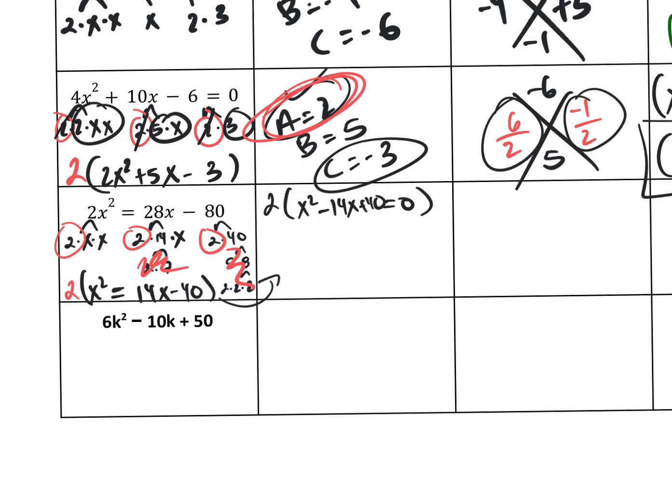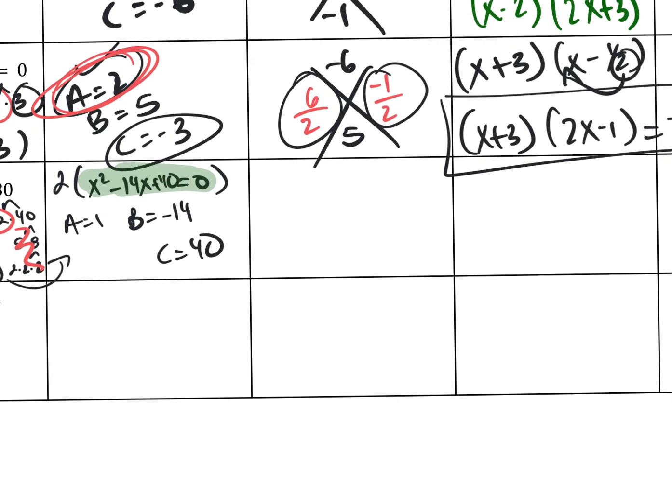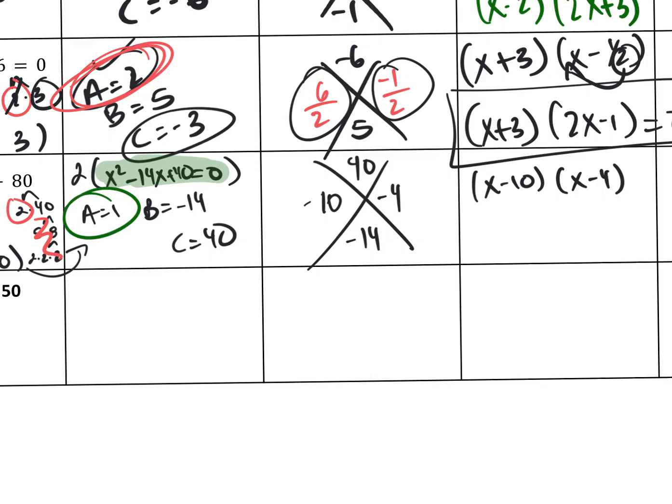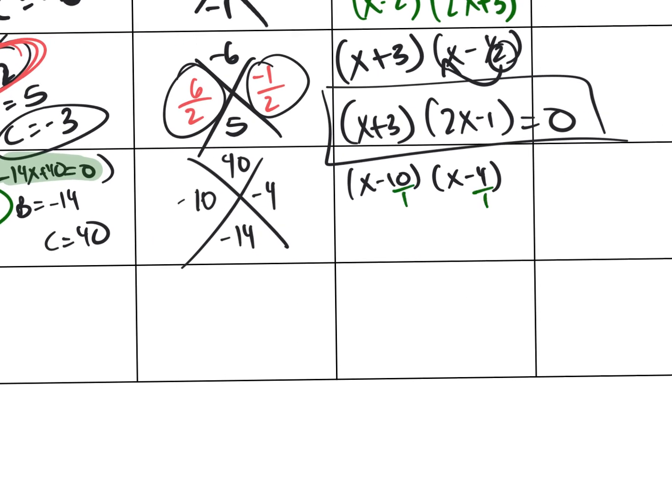There's my A, B, C. And you get them all the time from inside of the parentheses. We don't look at the 2 anymore. We don't look back at these anymore. No, no, no. We focus on what's inside of the parentheses. So using that A, B, C, that's 40, negative 14. Numbers that multiply to 40 but add up to negative 14 are negative 10 and negative 4. We're going to put them in parentheses. My A value was 1. And if I try to divide by it, it gives me the same problem back.